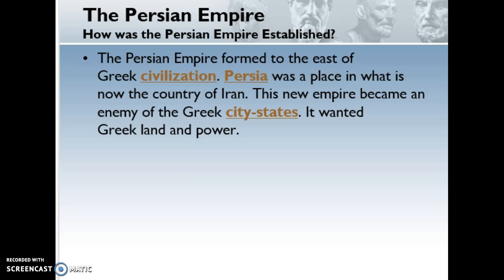So, the Persian Empire. How was the Persian Empire established? The Persian Empire formed to the east of the Greek civilization. Persia was a place in what is now the country of Iran. This new empire became an enemy of Greek city-states. It wanted Greek land and power.